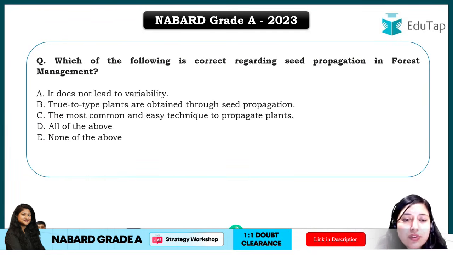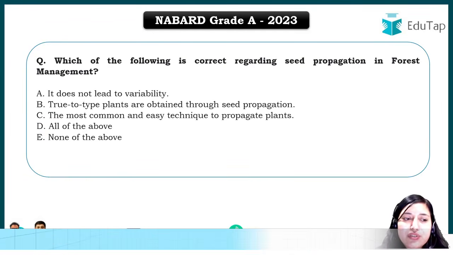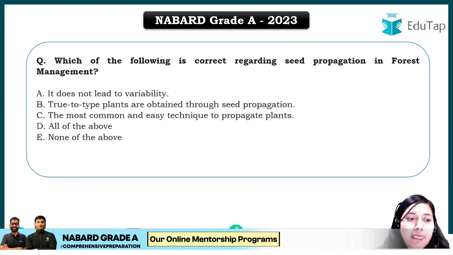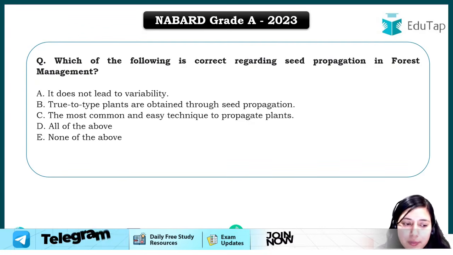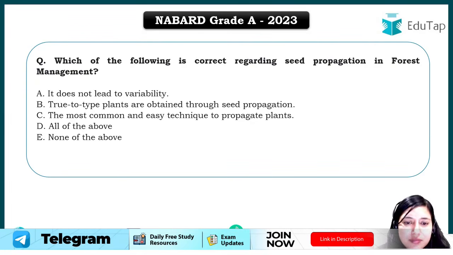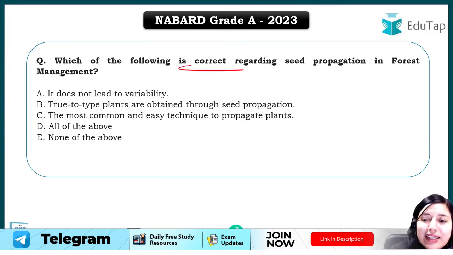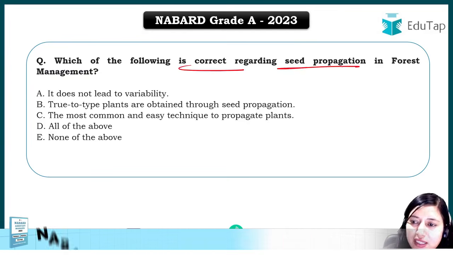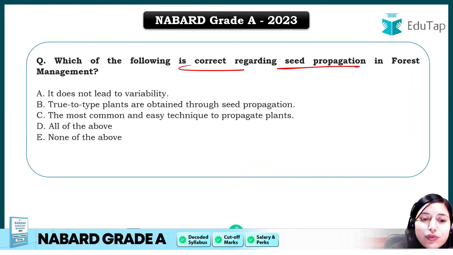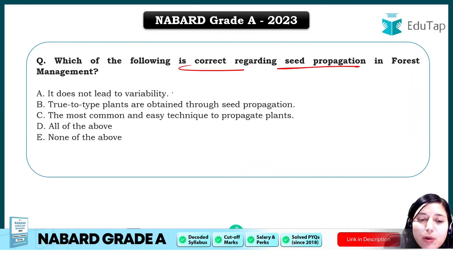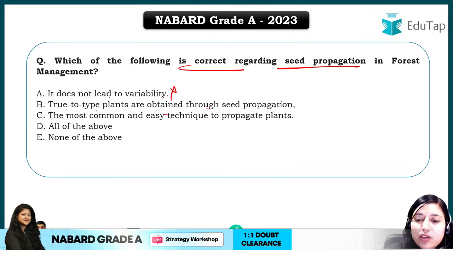Next question is, which of the following is correct regarding seed propagation in forest management? This is a forestry question. It does not lead to variability. True to type plants are obtained through seed propagation. The most common and easy technique to propagate plants. All of the above, none of the above. See students, the question is asking which of the following is correct regarding seed propagation. So, it does not lead to variability. First of all, seed propagation leads to variability, so it will not be the answer. True to type plants are obtained through seed propagation.